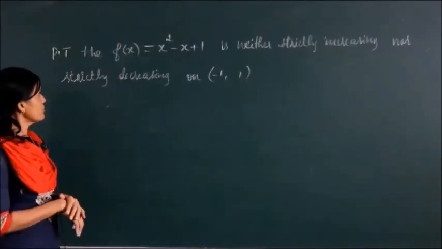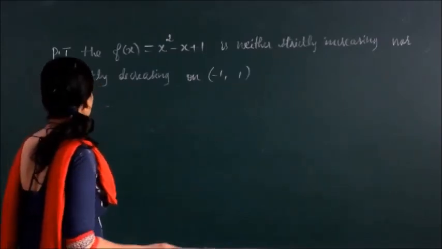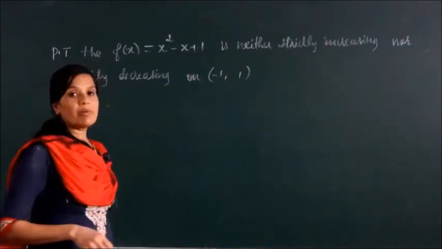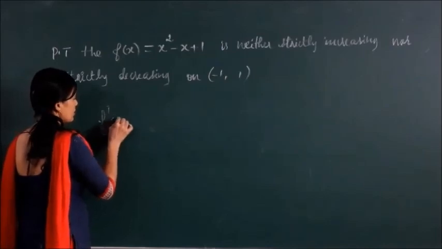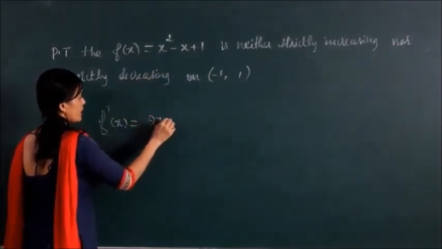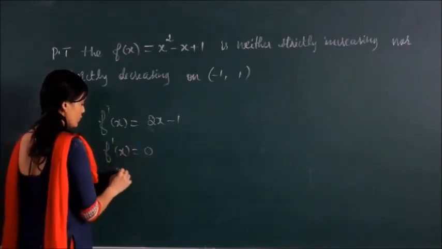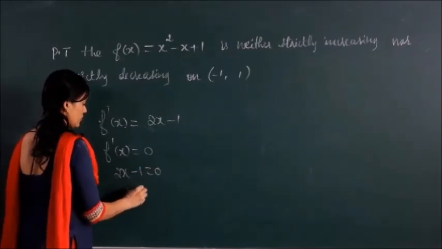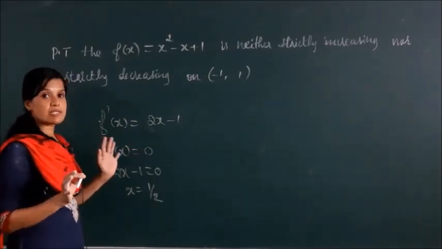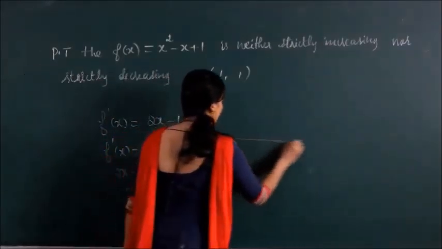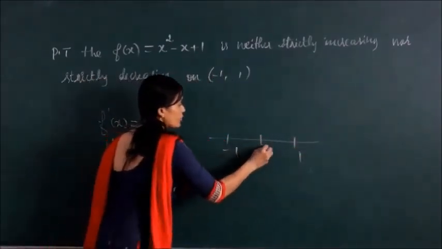Next: show that the function f given by f of x equals x square minus x plus 1 is neither strictly increasing nor strictly decreasing in the interval minus 1 to 1. I find f dash of x, which is 2x minus 1. If I equate f dash of x to 0, I get x equal to half. So in the interval minus 1 to plus 1, x equal to half is the point I got.